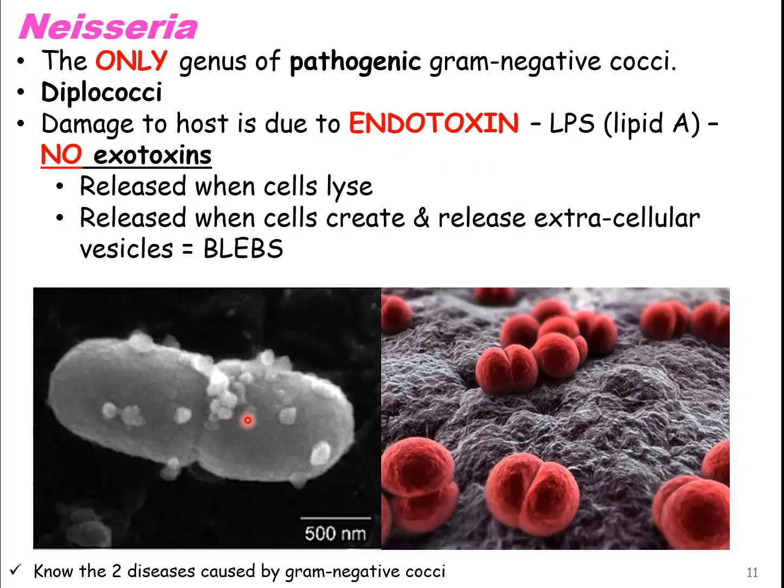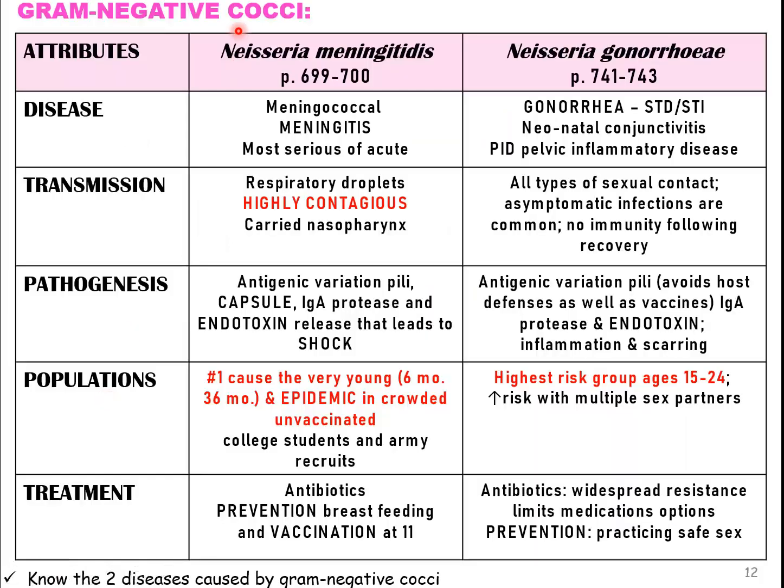Like I said, this is a Neisseria, I can't remember which one, but it is just pinching off little pieces of endotoxin, which drives our immune system crazy. So the two diseases, Neisseria meningitidis and Neisseria gonorrhoeae, these are where you can find it in your textbook. This is a table for you.